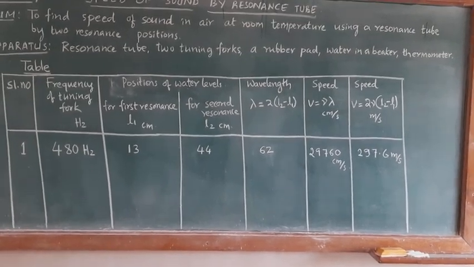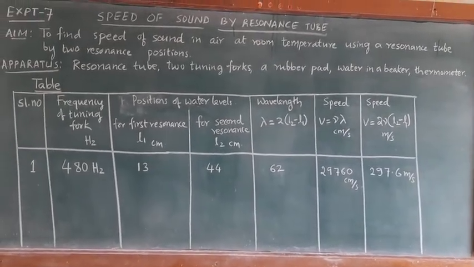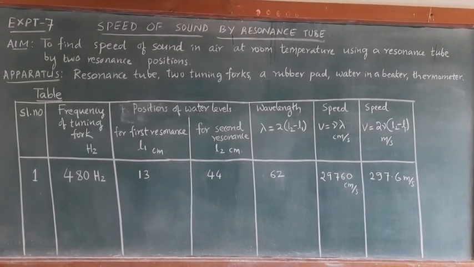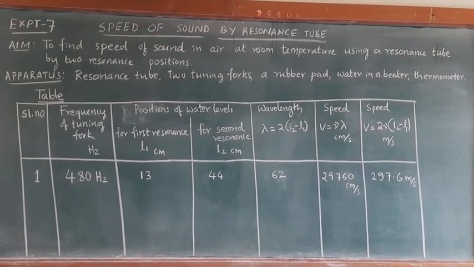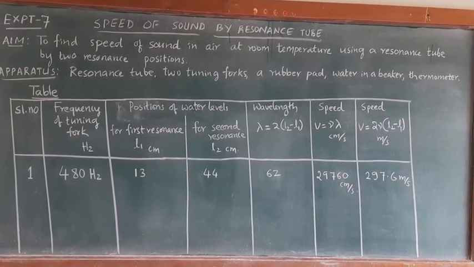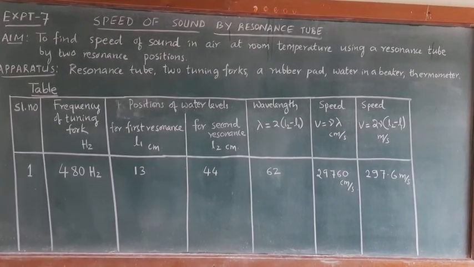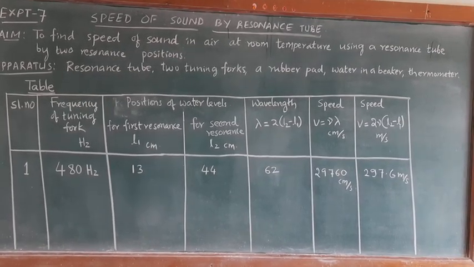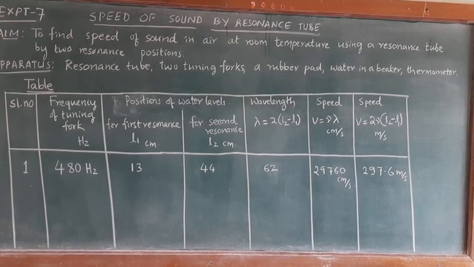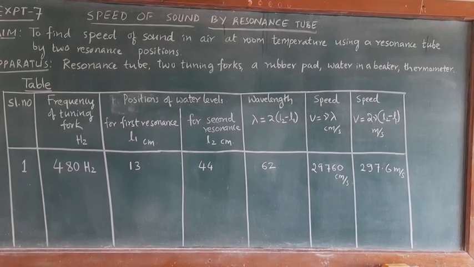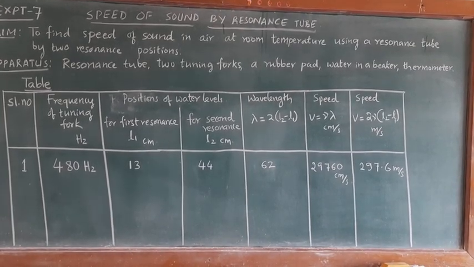For the observation which we have taken, you can see the first one is for 480 hertz, and the corresponding first resonant length is around 13 centimeter, and the second resonance length, as we have observed, is nearly 44 centimeter. So if we calculate L2 minus L1, it comes out to be 31. 31 into 2 becomes 62. That is the wavelength, 62 centimeter.